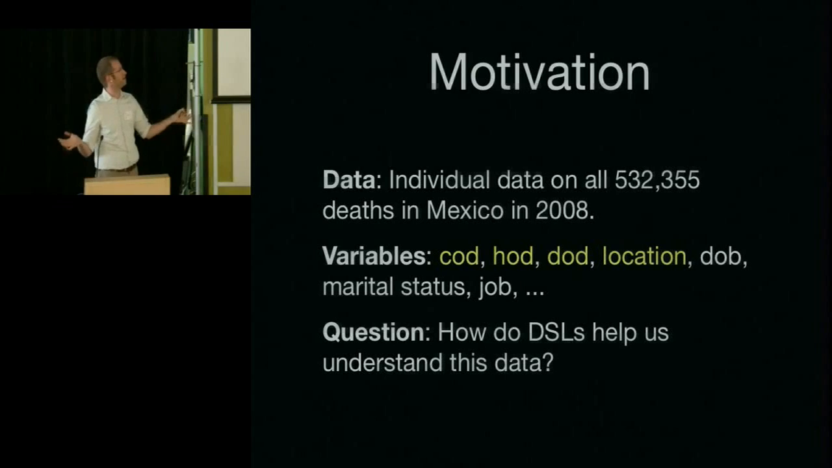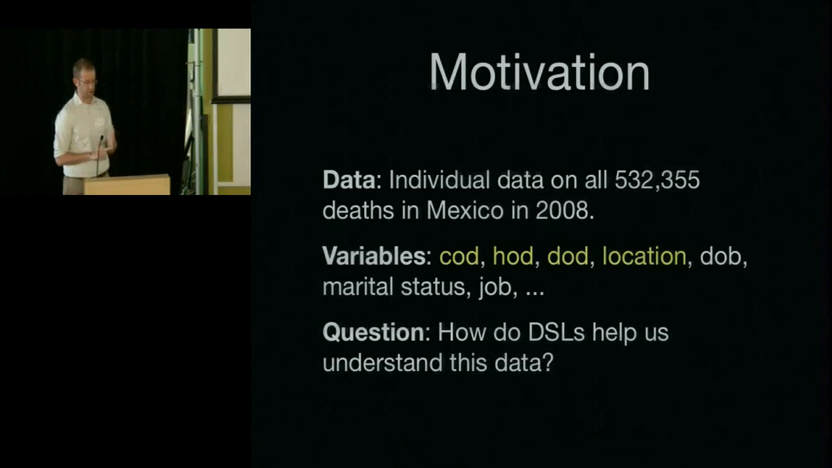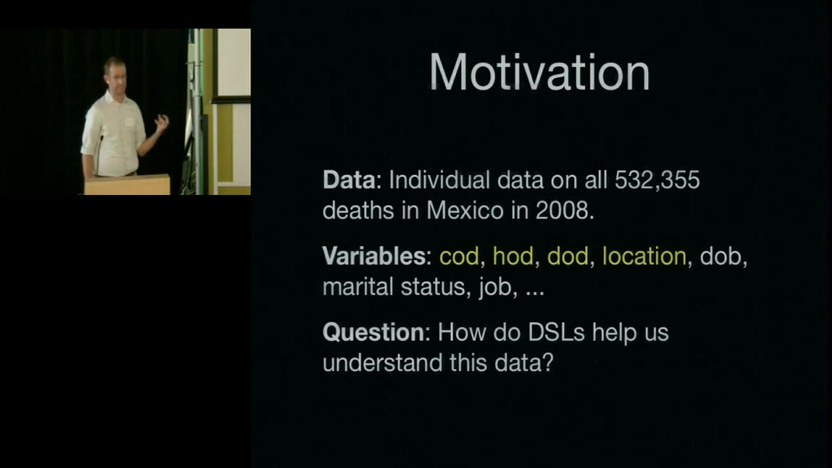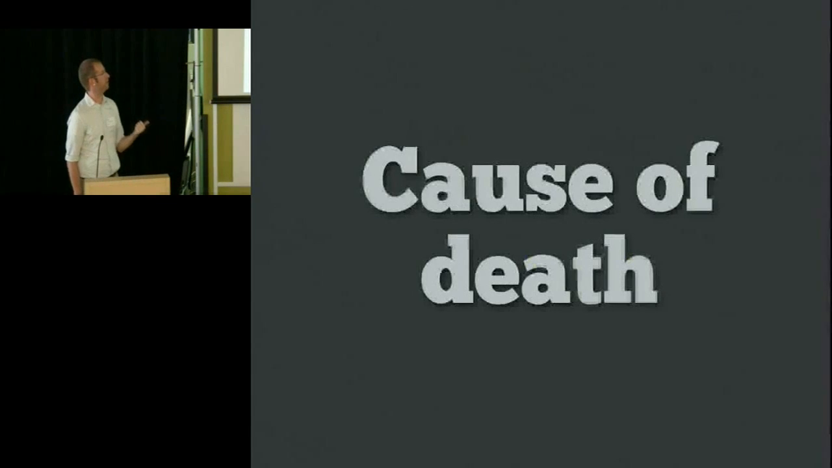So there's a whole lot of variables in this data set. I'm going to look at 3. So COD, the cause of death, HOD, the hour of death, DOD, the date of death, and then the location where they died. And what I'm going to try and focus on in this analysis is to look at how do those DSLs help us understand this data. So we'll start by looking at cause of death.